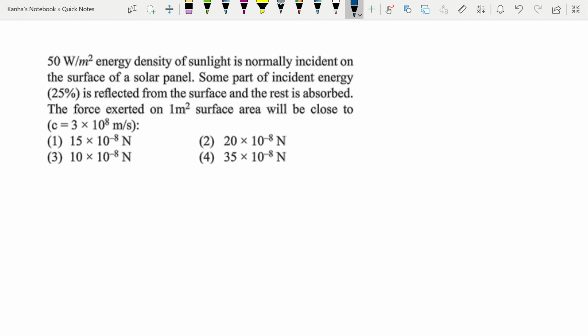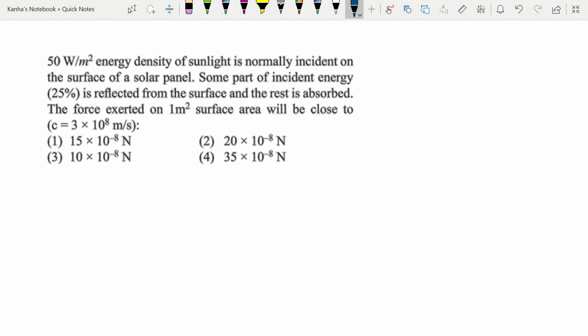So 50 watt per meter square energy density of sunlight is normally incident on the surface of a solar panel. Some part of the incident energy is reflected from the surface and the rest is absorbed. The force exerted on the 1 meter square surface area will be close to what?